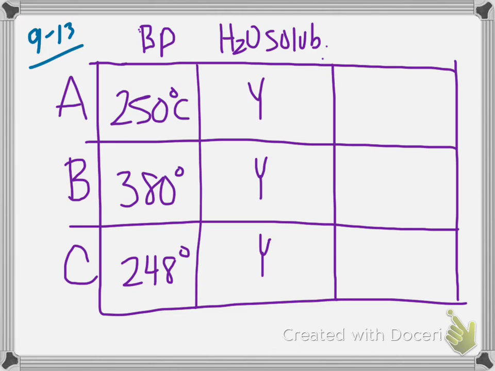Well, look at this. I'm telling you that two of these things vaporize at almost the same temperature. All of them are water soluble. Is there an easy path with this information to separate A from the rest of them? No. What happens if you heat this stuff to 250? What do you have?